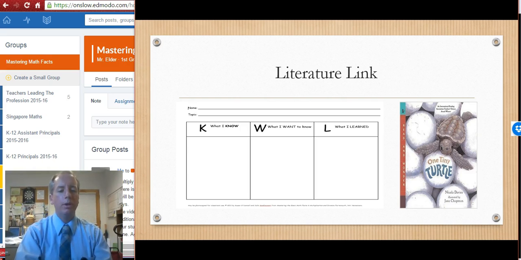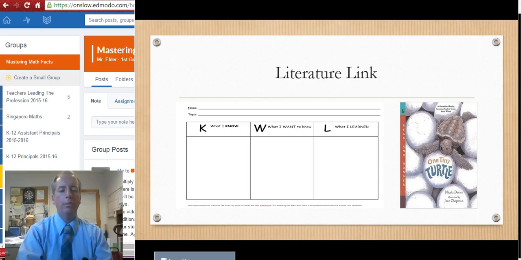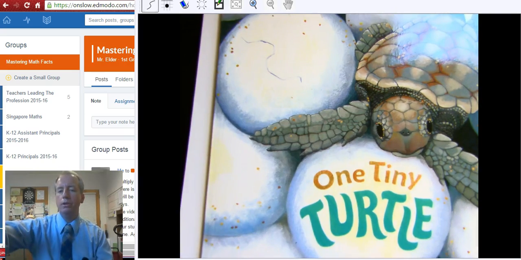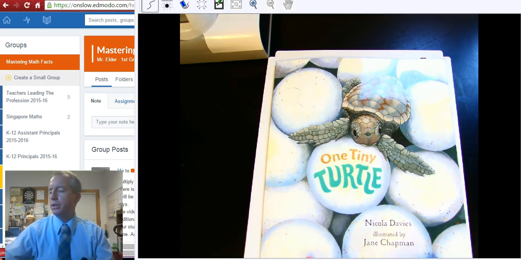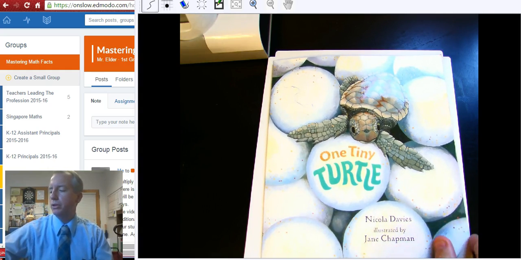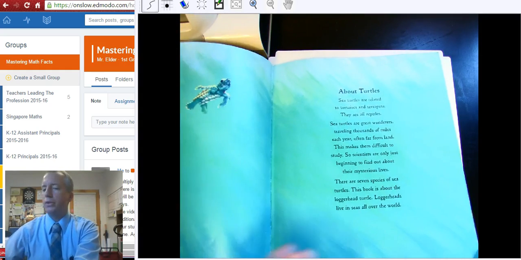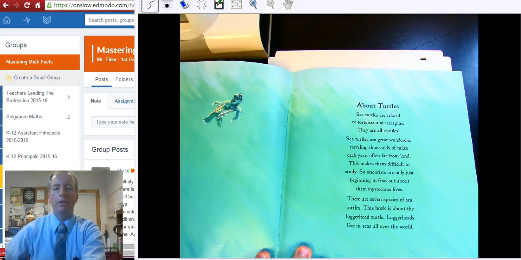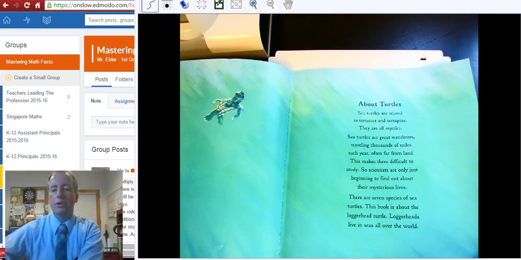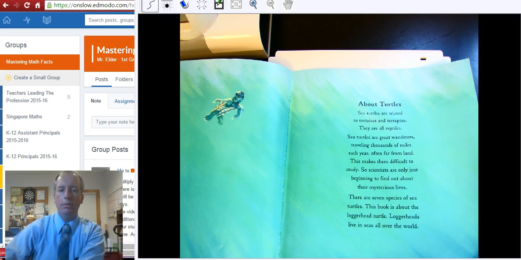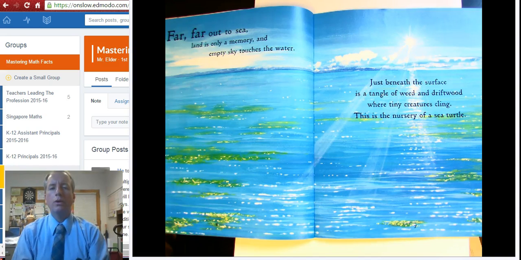So let's jump into the story itself. So let me flip over to our document camera and get us zoomed out appropriately. So this text is by Nicola Davies. It's illustrated by Jane Chapman. There is an informational piece at the beginning of the text about sea turtles themselves, which we would certainly want to read if we were working with kids, but for sake of our time here, we will jump forward. And so our story begins like this.